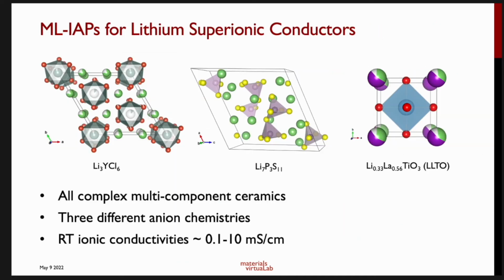Recently, we have started to apply this to the lithium superionic conductor problem, right? We have found that AIMD doesn't seem to be giving us particularly good predictions. So why not develop machine learning interatomic potentials for lithium superionic conductors? And instead of doing it for just one system, we decided to challenge ourselves and do it for three different superionic conductors with very, very different anion chemistries, right? So Li3YCl6, Li7P3S11, which we know the AIMD is wrong for, and also this LLTO oxide superionic conductor.